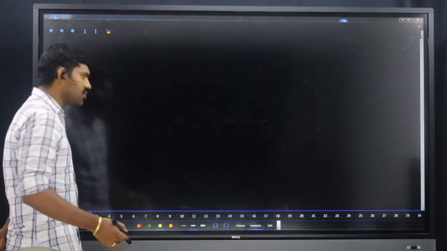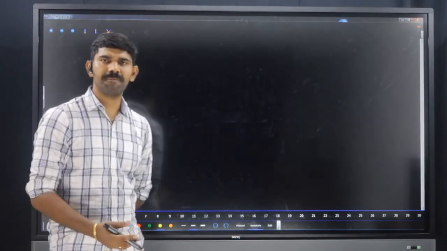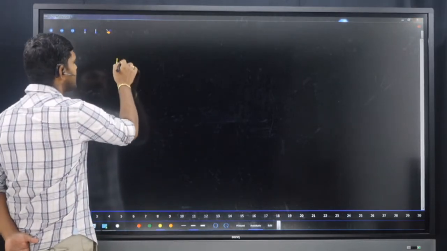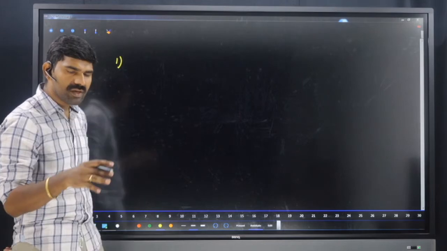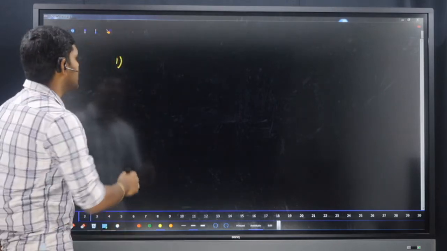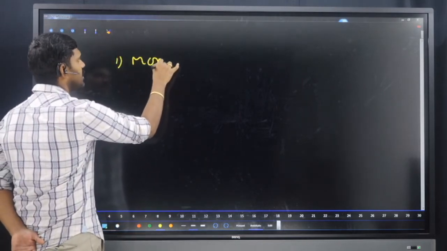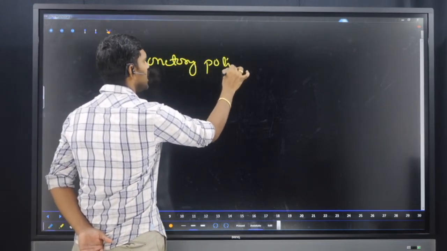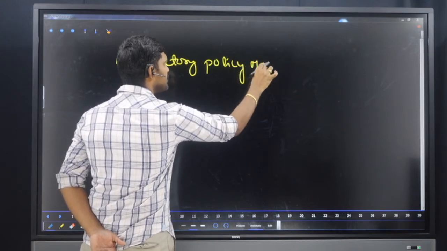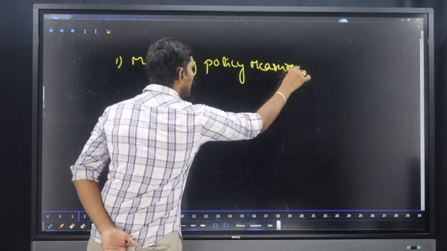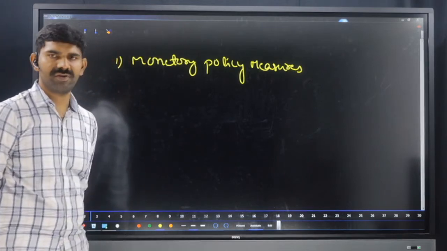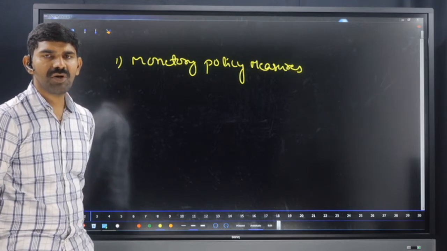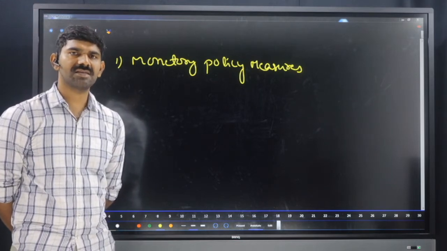The next one we are going to discuss is how you control inflation in the economy. There are different methods of controlling. The first one is that you can control inflation using monetary policy measures. I think you should be aware of the Reserve Bank of India and the different measures taken by the Reserve Bank of India. They keep changing the repo rate, reverse repo rate, CRR, SLR, all those things.